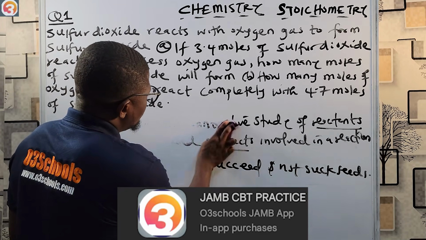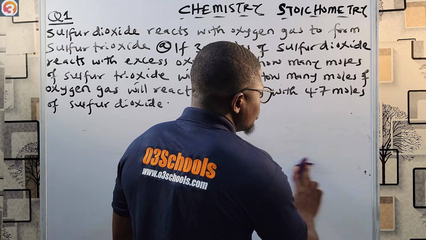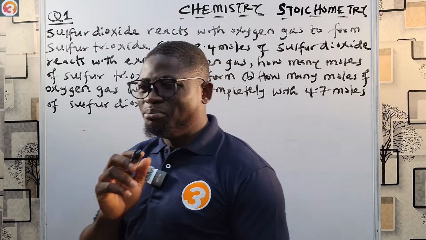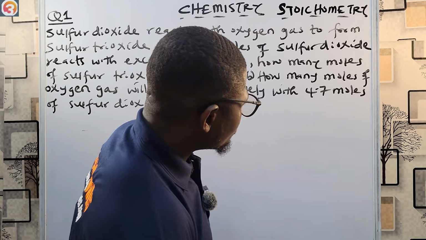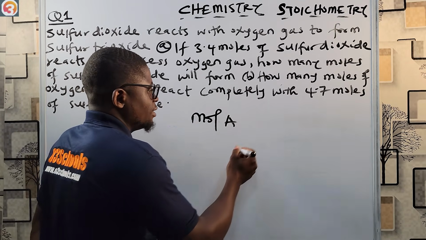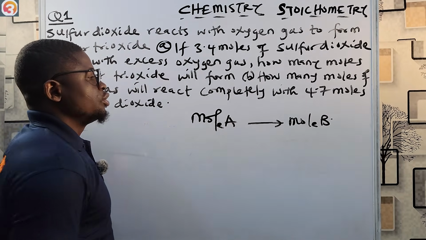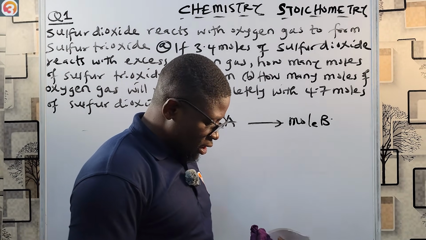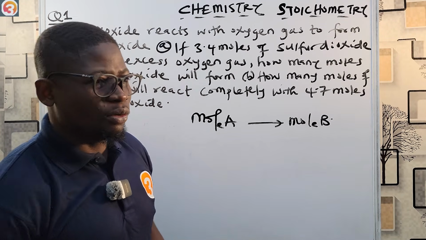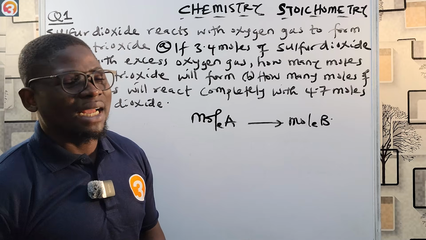So we say stoichiometry is the quantitative study of reactants and products involved in a reaction. When it comes to stoichiometric problems, we encounter three main types of problems. The first one, we'll be told to convert from moles of substance A to moles of substance B. This is one of the first basic problems we see in stoichiometry. We are asked to convert from the moles of a substance A to moles of a substance B. This is the simplest stoichiometric problem we can ever face.